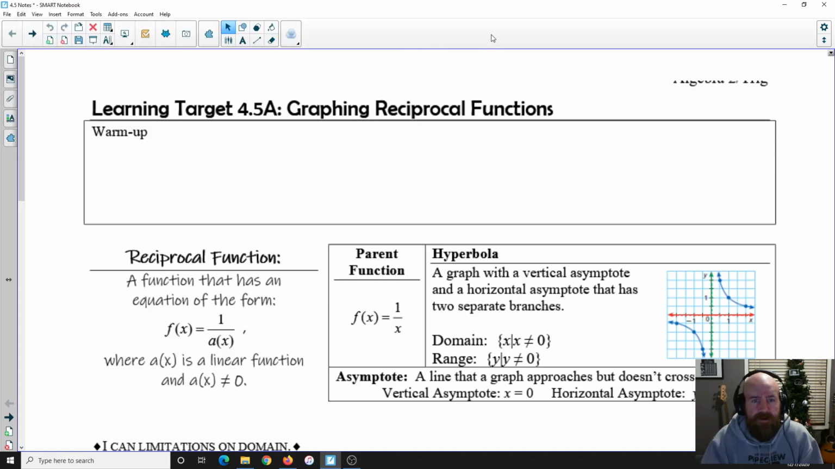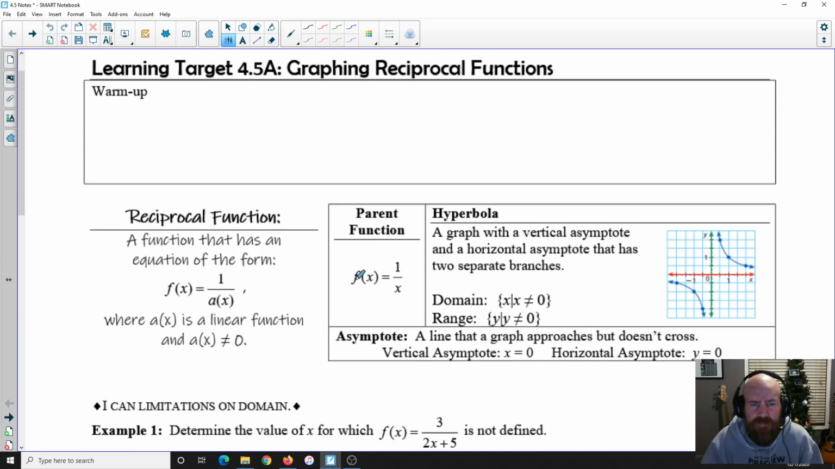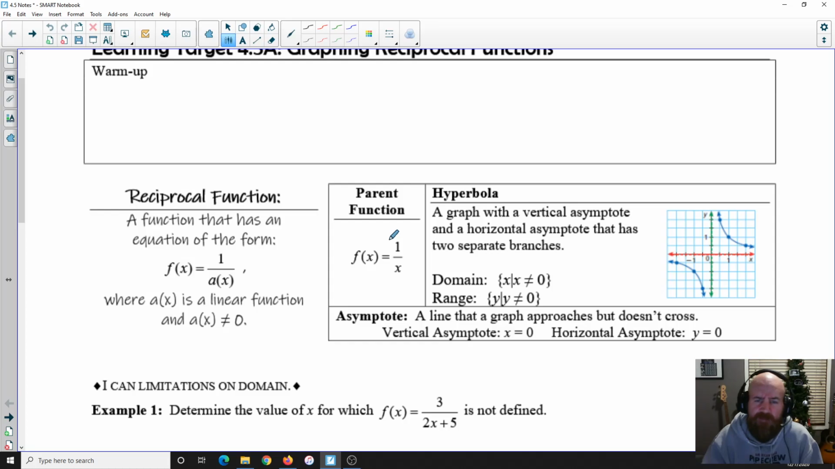Alright, what we're looking at right now is how to graph a reciprocal function. So we need to know a couple things about each function and how it works. So when we graph a reciprocal function, we have a parent function here of 1 over x. So when we're graphing, we want to look at what's called a vertical asymptote and a horizontal asymptote.